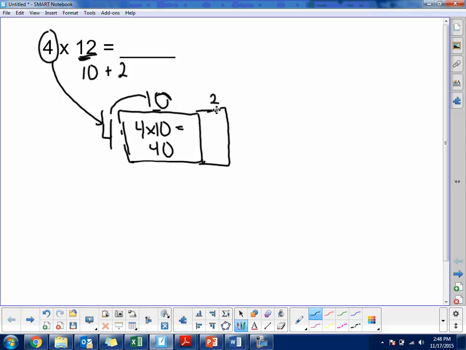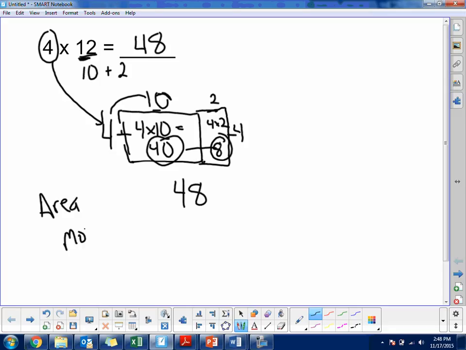Now, we can do the same thing, and you have to think to yourself, what do you think this side's going to be? If you said 4, you're correct, because on rectangles, opposite sides are equal. So now I have, instead of 4 plus 2, I can say 4 times 2. And that equals 8. So now I have 40, and I have 8. I'm just going to simply combine them together, get 48. That is using an area model.